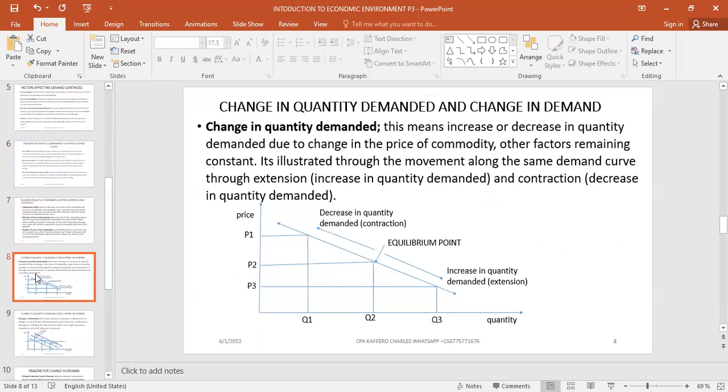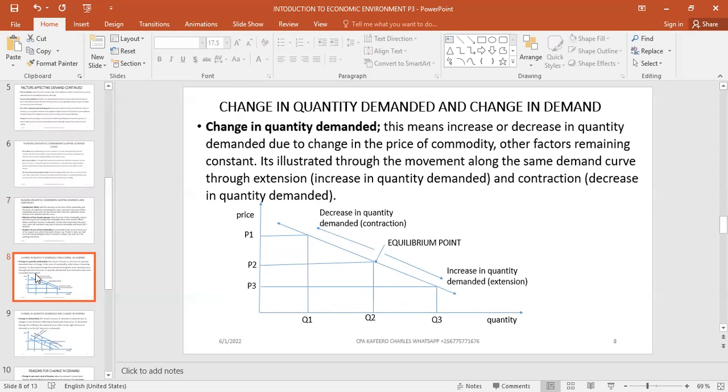The next one, we are going to talk about the change in the quantity demanded and change in demand. There are two items and we want to find a difference between the two. Most of the times when they set this question, they ask for the difference: differentiate between the change in quantity demanded and the change in demand.